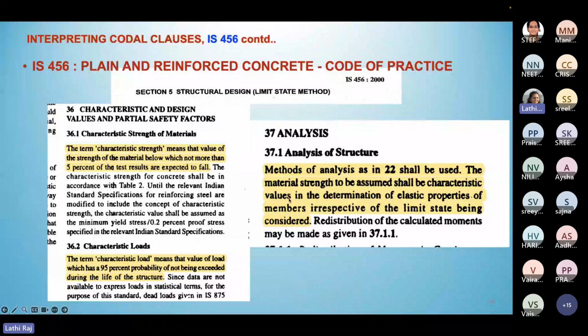Okay. Here also the method of analysis is as in 22, which means you are doing the elastic analysis. But the code says the material strength to be assumed shall be the characteristic value in the determination of elastic properties of members, irrespective of the limit state being considered. So what does it mean? What is the stress value we consider for concrete, for example? We divide it with a material constant. Have you heard of material constant?